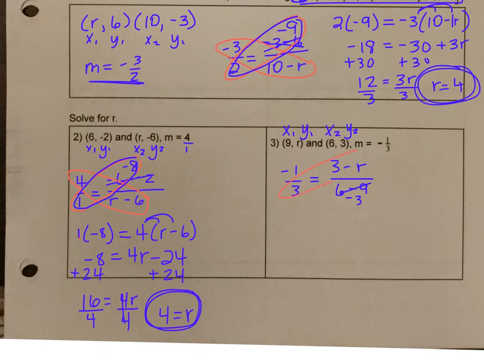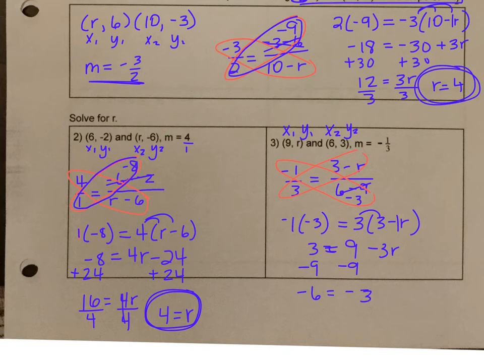Now I can cross multiply because I got it all set up. So I'm going to say negative 1 times negative 3 equals 3 times 3 minus 1r. Negative 1 times 3 is a positive 3. 3 and 3 is 9 minus 3r. I'm going to subtract 9. That would give me a negative 6 equals negative 3r. Divide by negative 3. I'm left with r is a 2. All right, let's flip over on the other side. I'm going to do the top 2, and then I need you to do the last 4 by yourself.